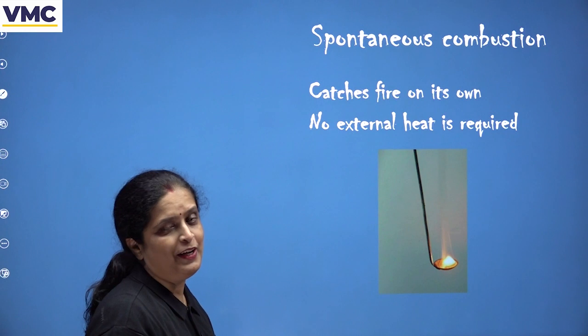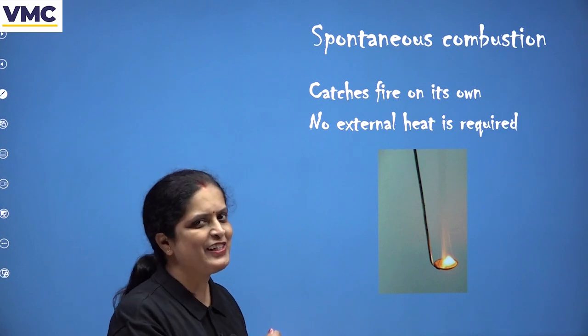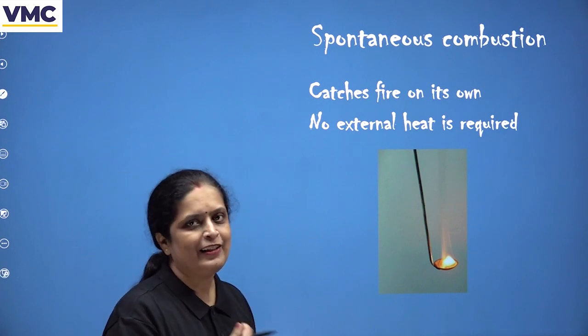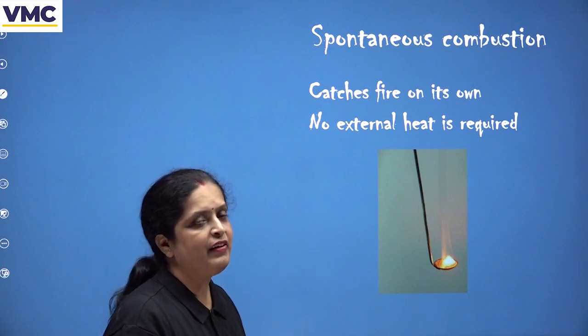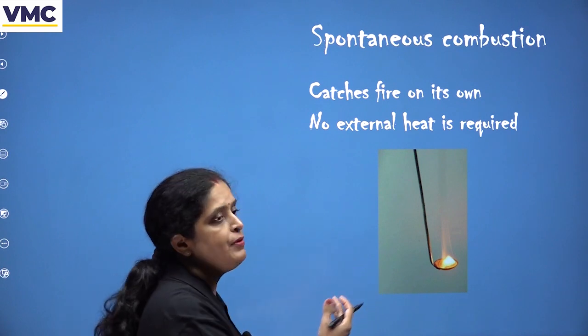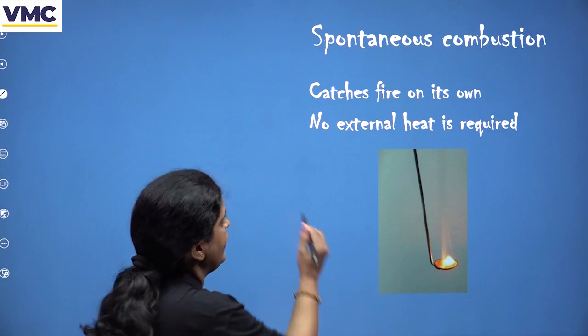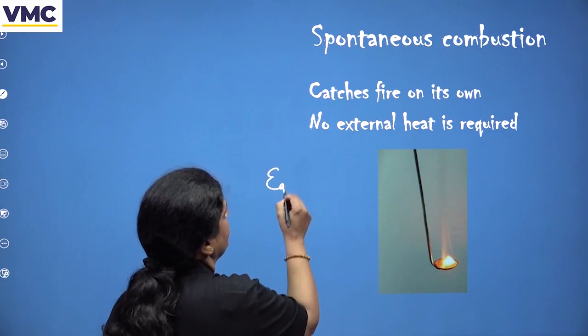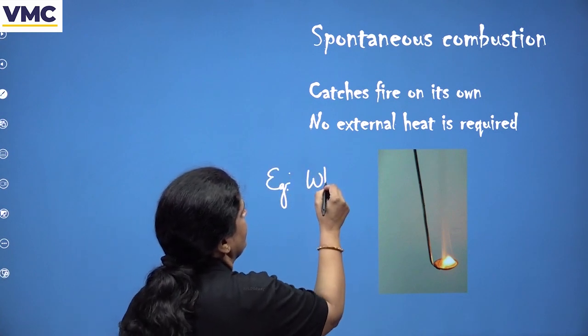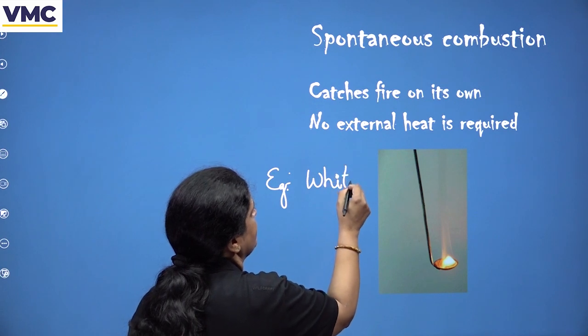Spontaneous combustion. ये वो कैटेगरी के बच्चे हैं जो क्वेश्चन सुनने से पहले ही आंसर देना चाहते हैं. Right, you heard me right. Spontaneous combustion happens with white phosphorus, right? Example, white phosphorus.